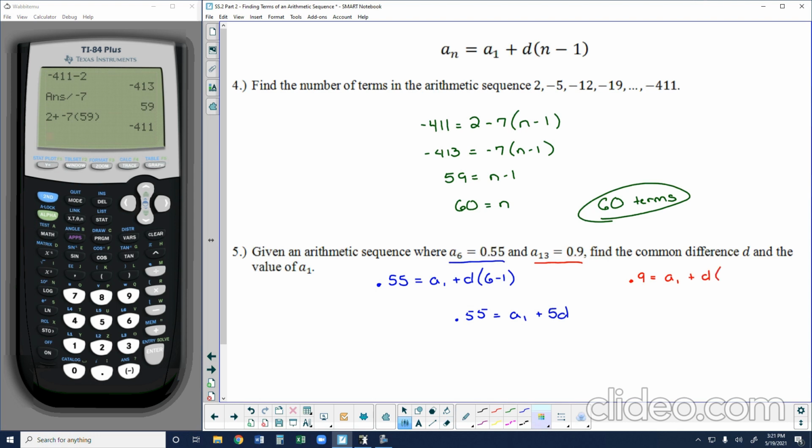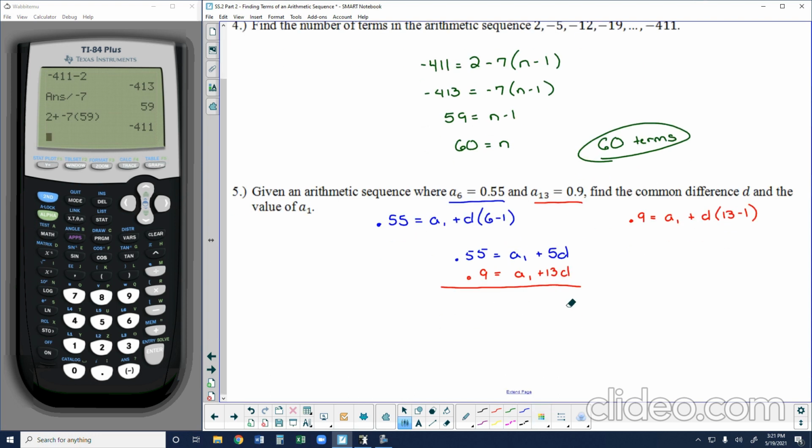I do know that the 13th term, n would be 13, so I can put in 13 and simplify. So now I would have 0.9 is equal to a sub 1 plus 13d. And this gives me a system of equations that I can work to solve. So here the easiest thing to do would probably be to subtract each of the values.